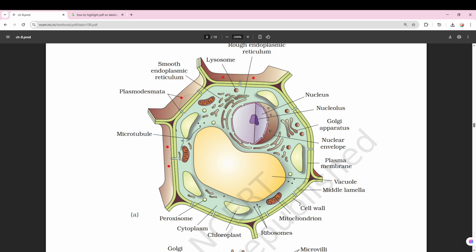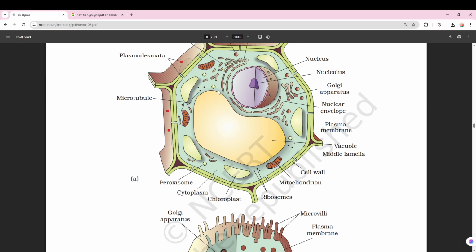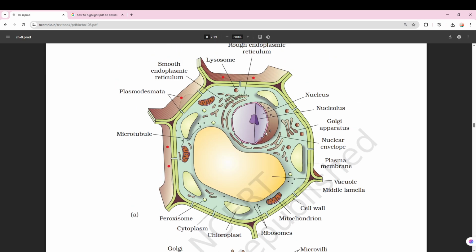This is the cell wall. And this is the nuclear envelope, nucleus itself, and nucleolus inside the nucleus. Plasma membrane. Remember, the middle lamella is the outermost layer, but in between the plasma membrane and cell wall. This is the mitochondria. Actually, there are many mitochondria, but this is mitochondria singular. These are ribosomes, chloroplast. That's it. That concludes the plant cell.